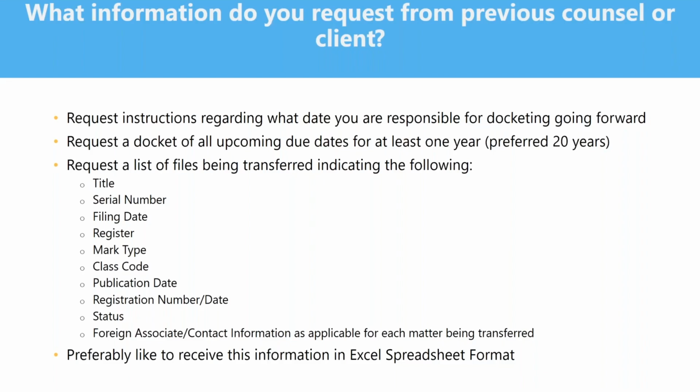What does this list need to have? Title, the serial number, filing date, register, what type of mark type it is, class code, publication date, registration number and date. The status is very important too, and you'll find out why in a few slides. And who your foreign associate is. That way you have someone to contact in case you're not receiving information from the previous counsel or the client.